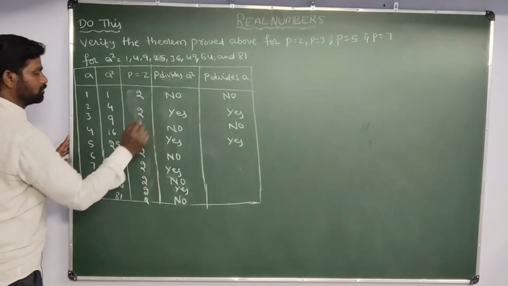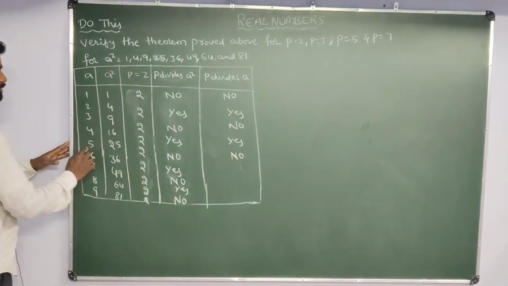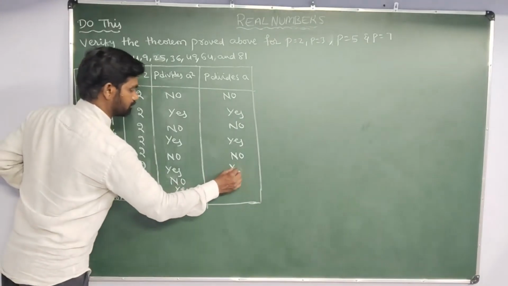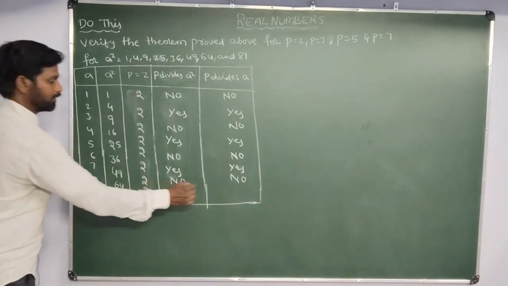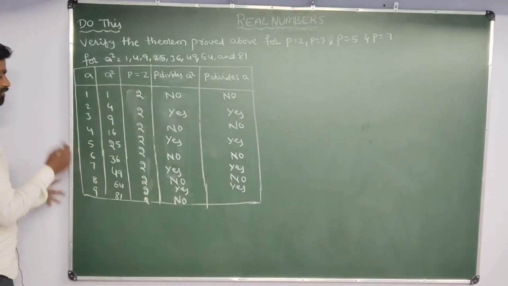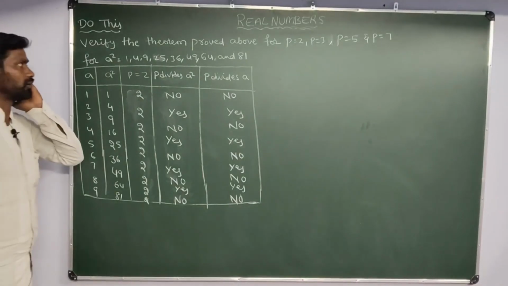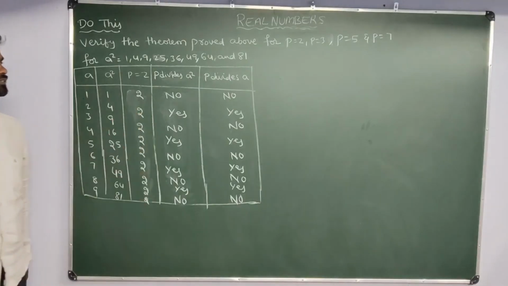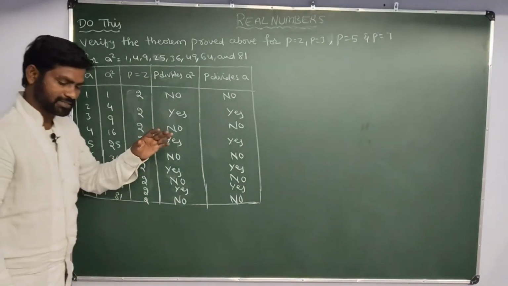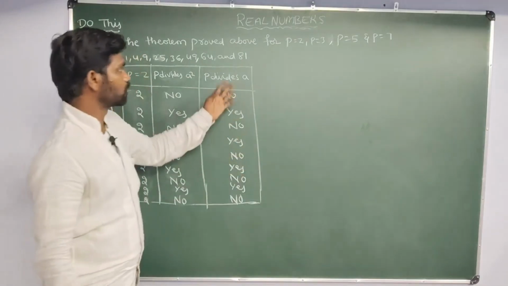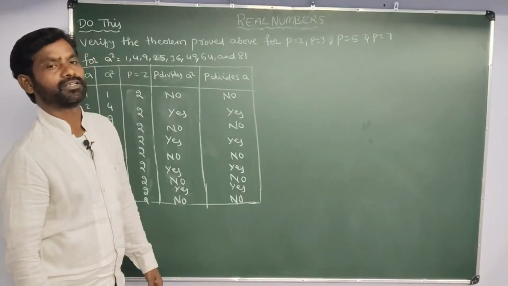Next, 5 divided by 2? No. Next, 6 divided by 2? Yes. 7 divided by 2? No. 8 divided by 2? Yes. And next, 9 divided by 2? No. So this is a verification table for a square equal to 1, 4, 9, 16, 25, 36, 49, 64 and 81. In the same manner, now we have to write the table for p equal to 3, p equal to 5 and p equal to 7.